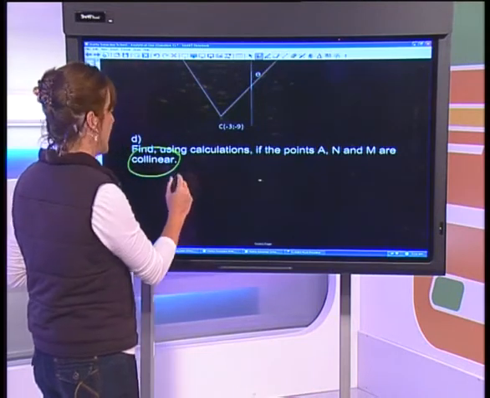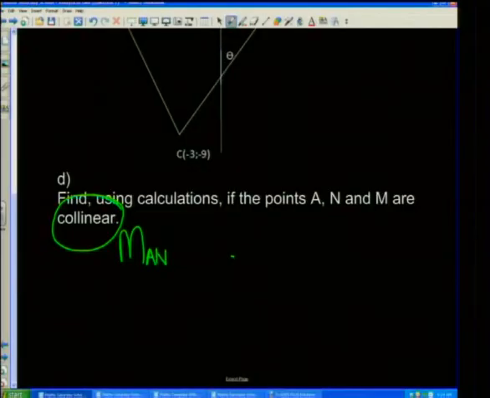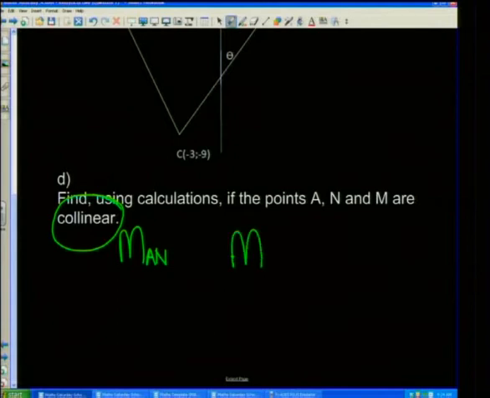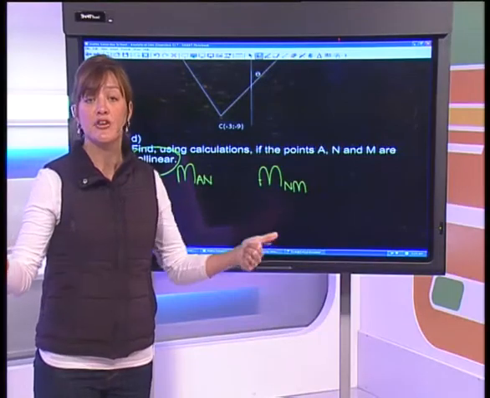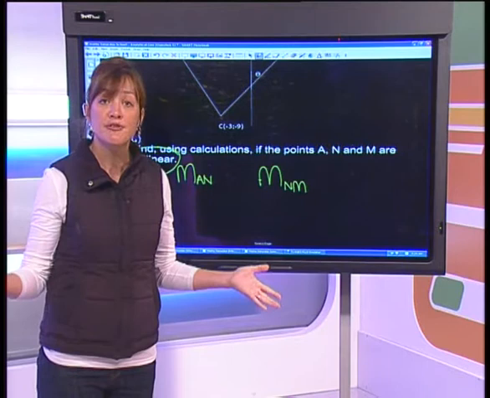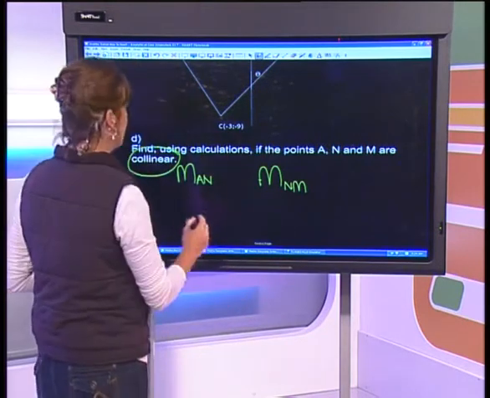We are going to try and prove that the gradient from point A to point N has got to be the same as the gradient from point N to point M. If we can prove they are the same, great, they're collinear. If we can't prove they're the same, then we're proving that they're not collinear. So that's what we've got to try and do.